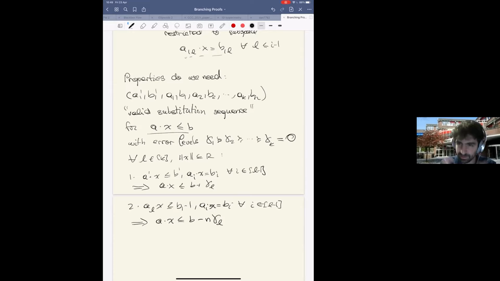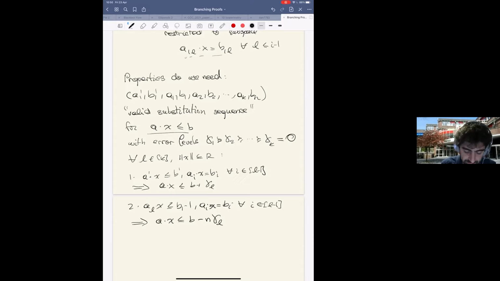But here what you see is that the original replacement of AX less than or equal to B, which is A prime X less than or equal to B prime, gives me some error, which is gamma one. Then I managed to set a few things equal, which are in some sense the building blocks of A prime, and the error drops.